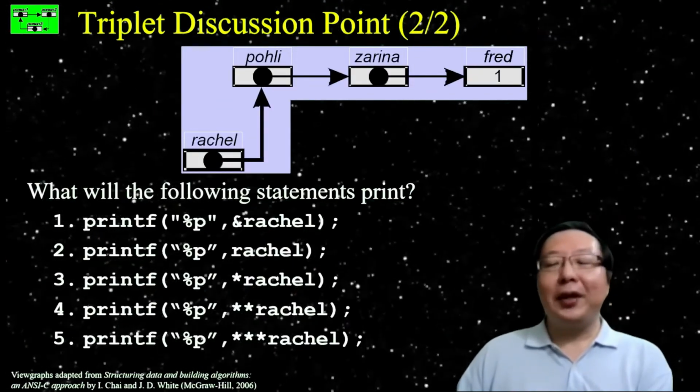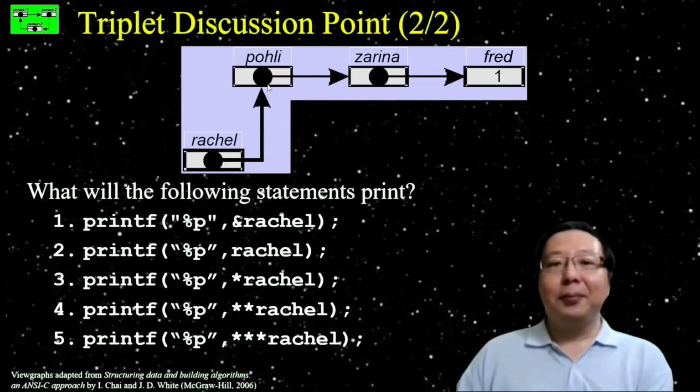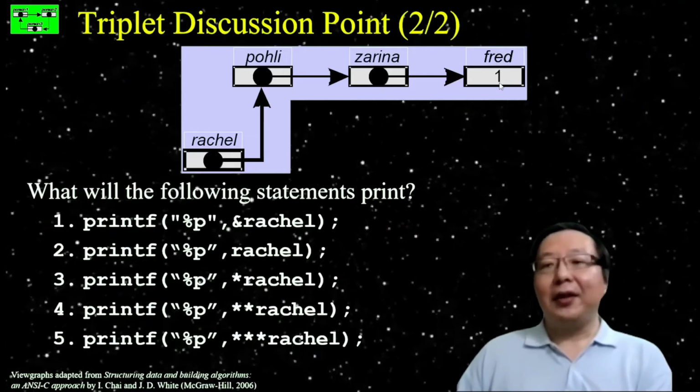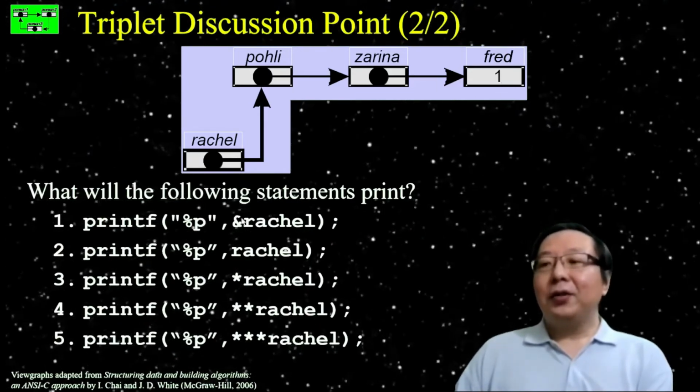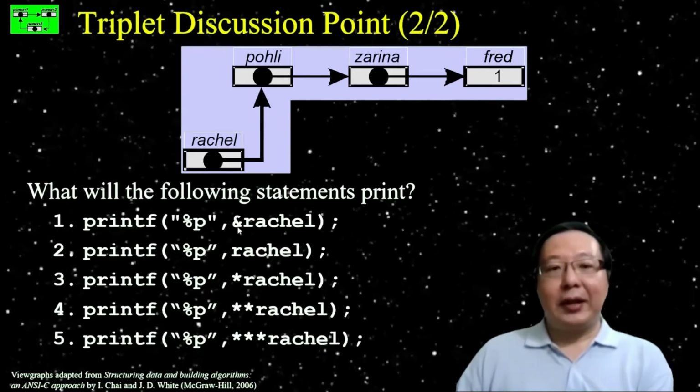Okay, so this is what it looks like in a VP diagram. Rachel would point to Poly, Poly points to Zarina, Zarina points to Fred. So what happens if I print Rachel, the address of Rachel?